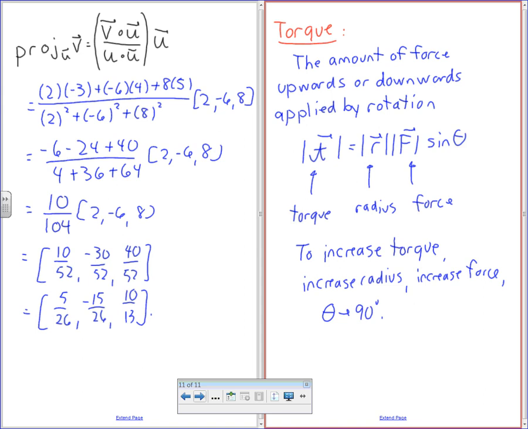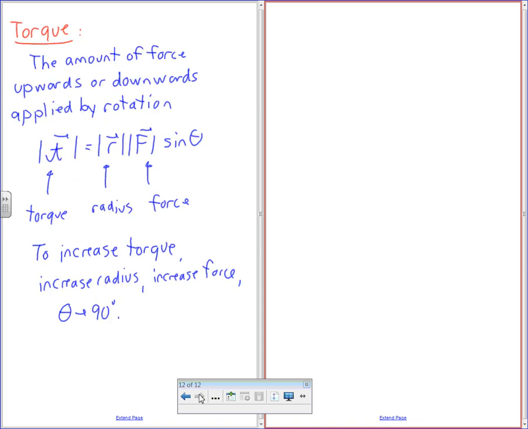All right. What else do I want to do here? Did I do work yet? Yes, I did work already, right? All right. Two more things I want to tackle today. Okay. We have a triple scalar product.